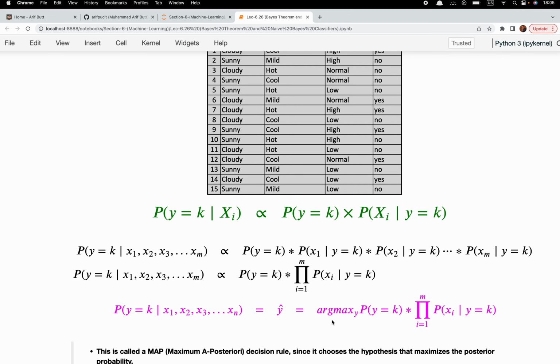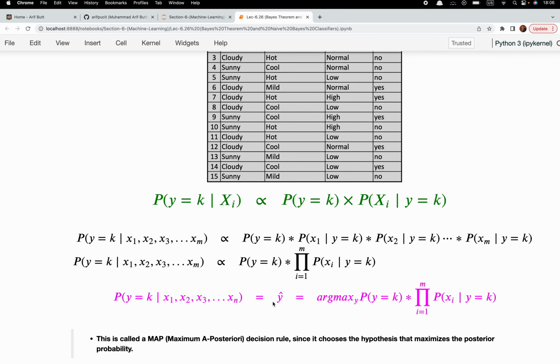This argmax of a function is the value of the output at the maximum, and for this data set k can be yes or no. So argmax will return the value of the output label y that has the maximum probability, which will be assigned to this y hat. And my dear students, this is mathematically called the maximum a posteriori or MAP decision rule, since it chooses the hypothesis that maximizes the posterior probability.